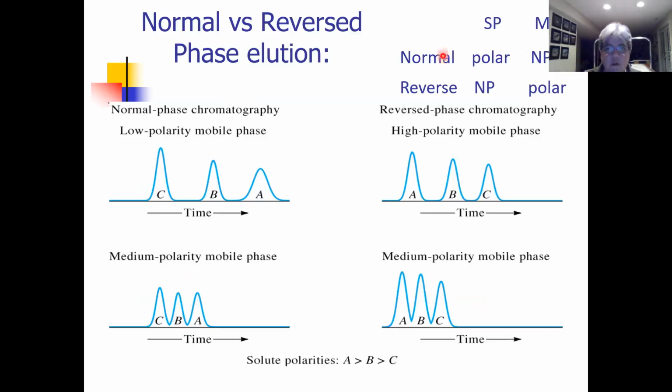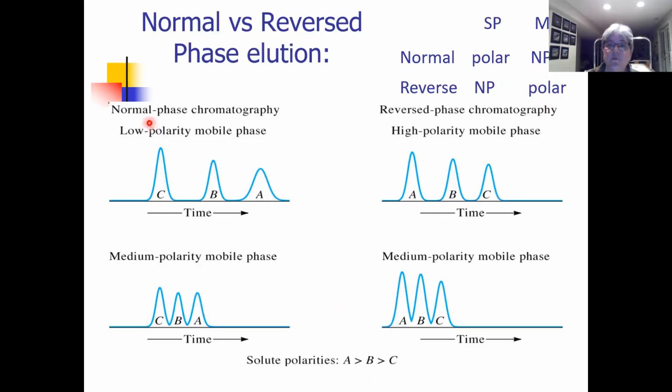So I made this little chart for you. Notice that I have told you that the stationary phase in normal is polar, and in reverse, nonpolar. The mobile phase in normal is nonpolar, and in reverse, polar. Now I'm going to do a separation with the same three compounds, one on normal phase, one on reverse phase. Notice I have three analytes, and A is the most polar, and then B and C are the least polar.